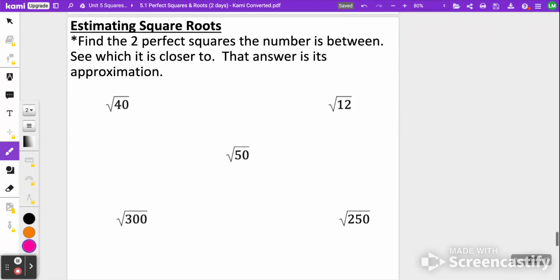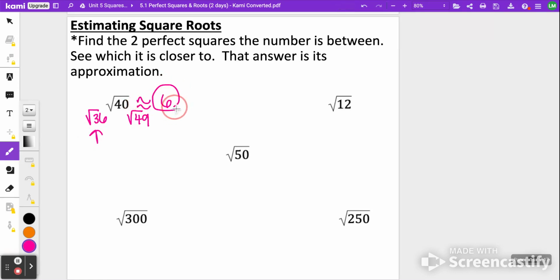The last thing we're going to talk about is estimating square roots. What we're going to do to estimate these is find the two perfect squares, the numbers between, and then see which one it's closer to. That answer is the approximation. So if you think about the square root of 40, the two perfect squares closest to that are 36 and 49. 36 is only 4 away, 49 is 9 away, so the square root of 36 is closer. So the approximation for the square root of 40 would be about 6.